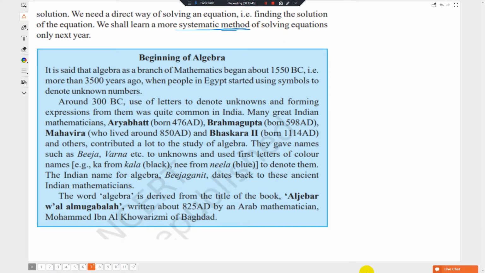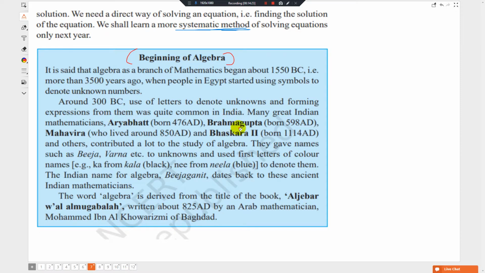Now we'll see how algebra started. This is the history of algebra. It is said that algebra, as a branch of mathematics, began about 1550 BC, i.e., more than 3500 years ago, when people in Egypt started using symbols to denote unknown numbers. Around 300 BC, the use of letters to denote unknowns and forming expressions from them was quite common in India.